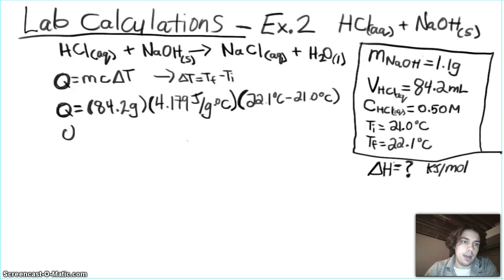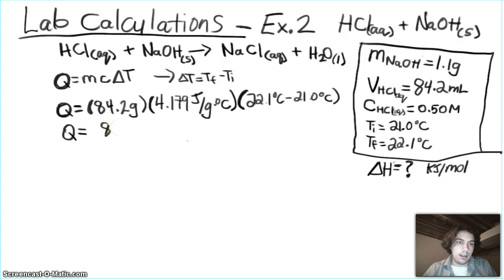Now, that means when we're done, we would calculate Q, and Q would be 84.2. Oh, I guess I don't need to rewrite it with the delta T calculated. You guys are bright and you can figure that out. So we'll do that calculation now. I'm just putting it into my calculator right now. 84.2 times 4.179 times 1.1 degrees Celsius.